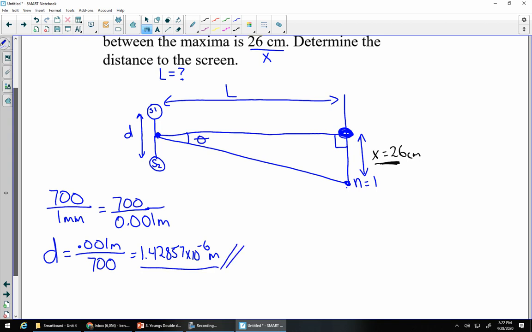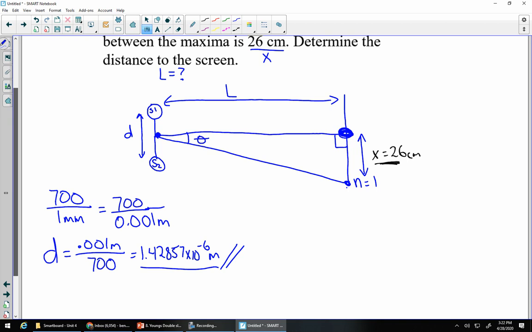And hopefully you see how we did that. It's just our definition. It's how far apart those slits are. So I take the total distance and divide it by the number of slits, and I get how far apart they are. Nice. Okay. So we have two formulas.